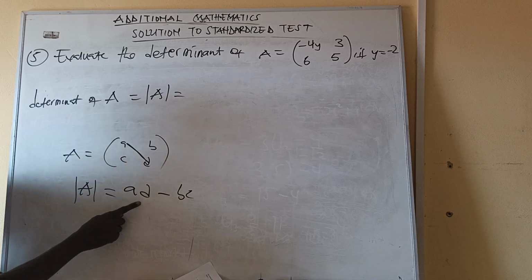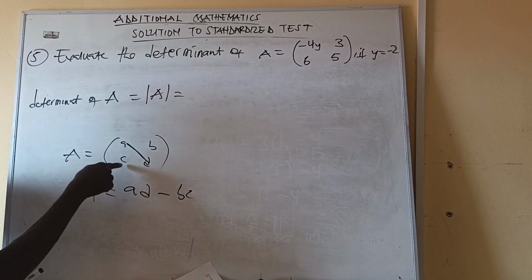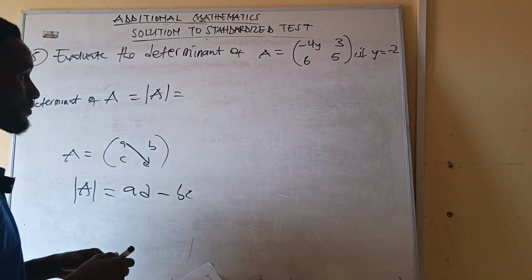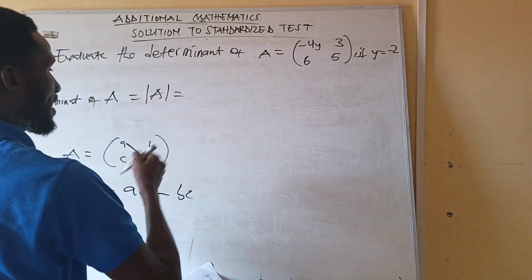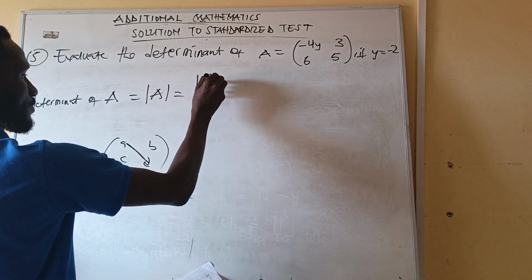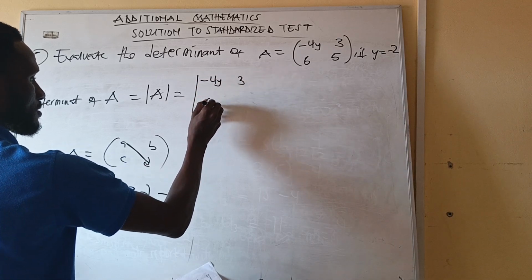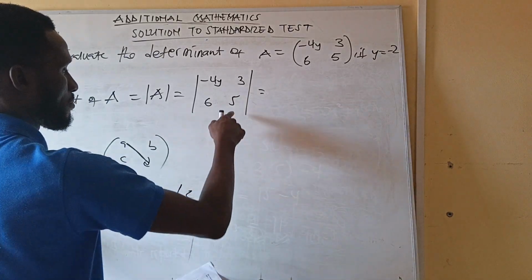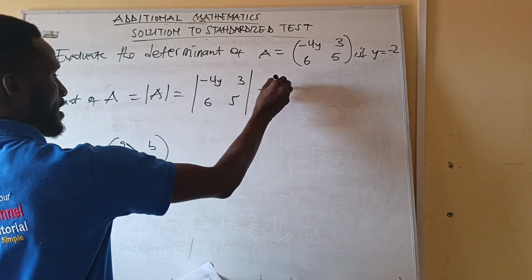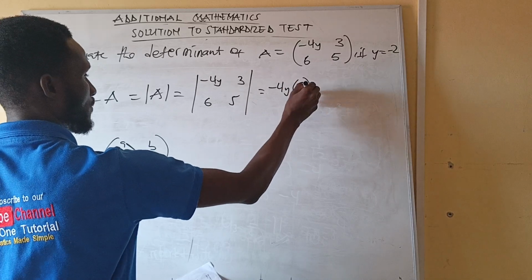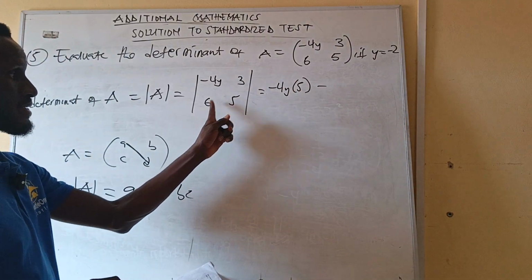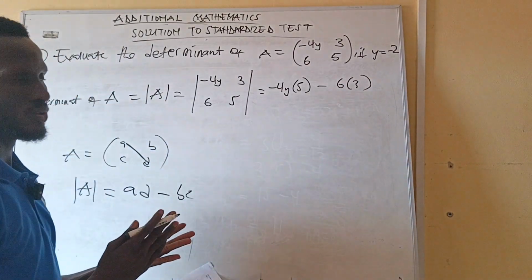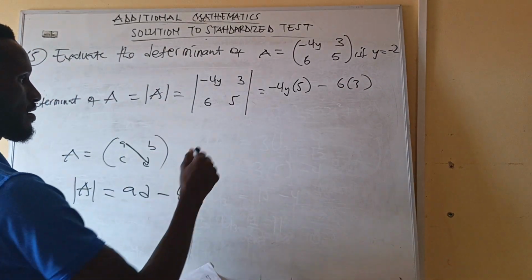Now, we multiply this one by this one, minus the b times the c. So, how are you going to solve? The determinant of this one can also be written as this. Minus 4y 3, 6, and then 5. Multiply this one by this. So minus 4y times 5 minus you multiply the 6 by 3. That is all. It is very simple. Very, very simple.